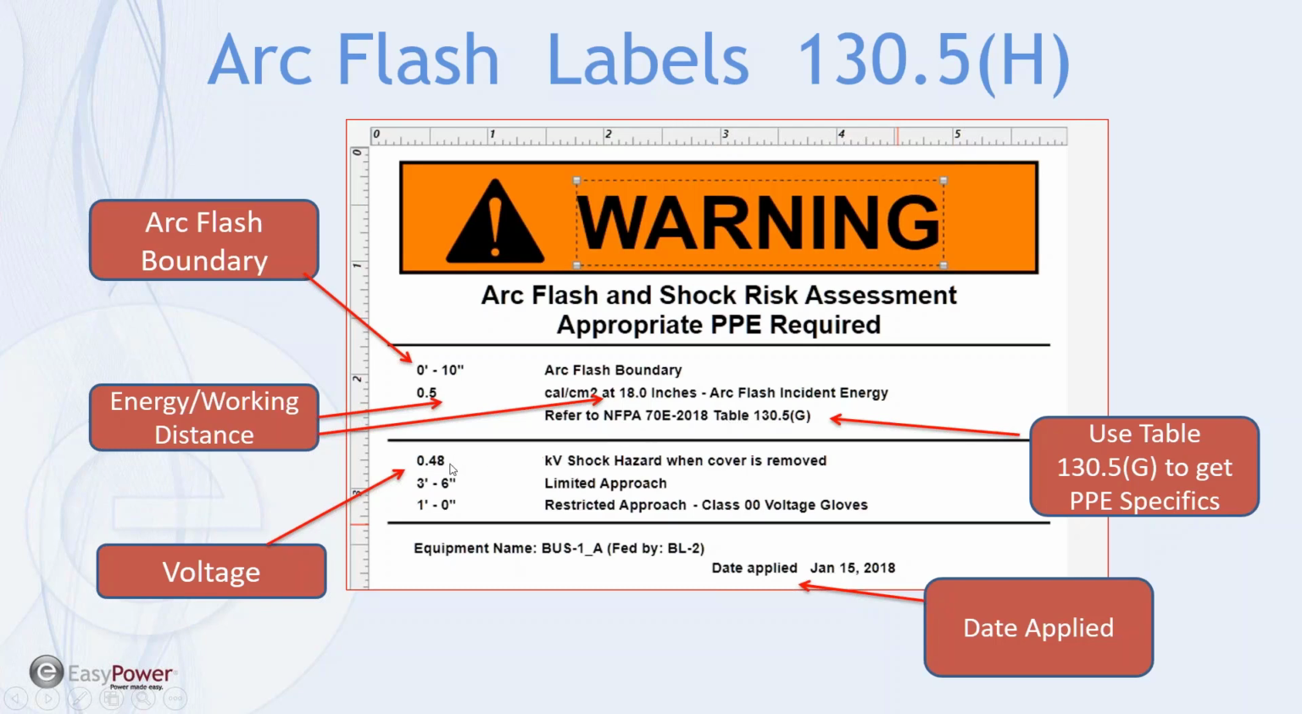Then in addition, there's the voltage, shock hazard indications, and boundaries for limited approach and restricted approach. In this case, we're including the equipment name and then the upstream device which feeds this bus, and presumably we would be able to de-energize it by going to that location. And then, as I indicated, the date applied is good information.